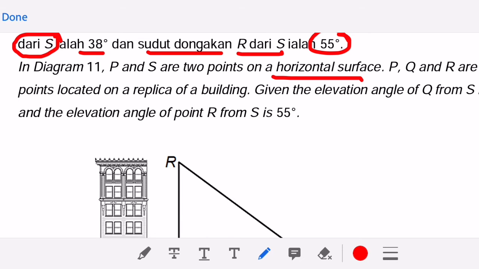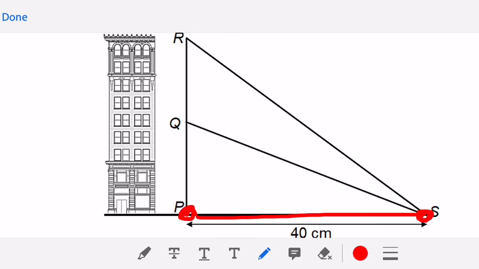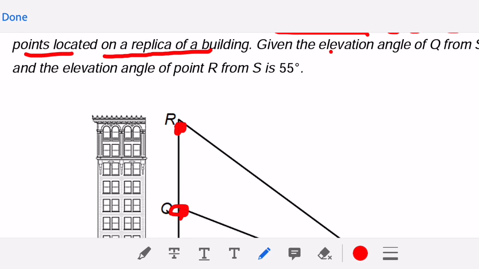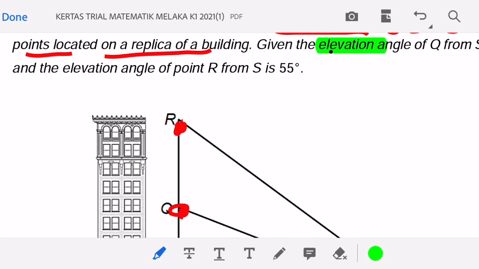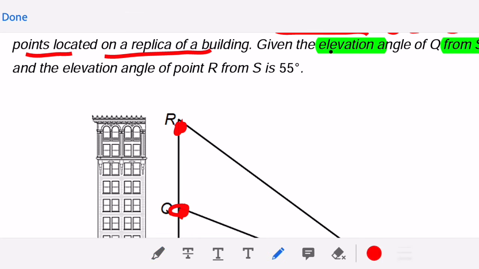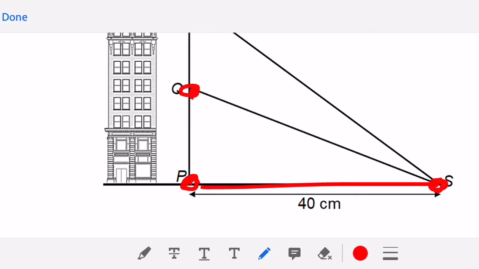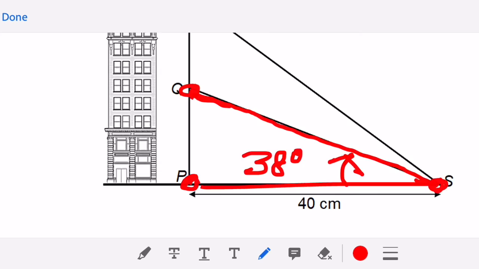Horizontal surface. P, Q, R are 3 points located on the replica of the building, meaning that they are on the building. Given the angle of elevation, the most important keyword is elevation, and it is Q from S. Q from S is very important. So we go to the Q, we draw the line, and this is the angle. Look up. That's why we say it's elevation.